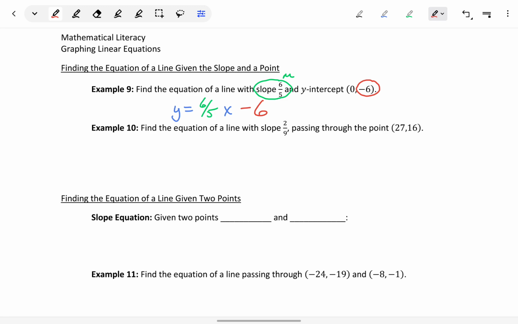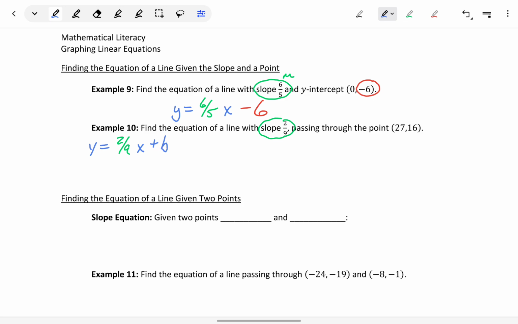Example 10 is a little bit trickier because we are given the slope in this case of 2/9, but we're not given the y-intercept. We're just given a point that the line passes through. To start off, we'll write out the information that we do know, which is, if we want to write our equation in slope-intercept form, that we can write our equation as y equals 2/9, since that's the slope, times x plus some unknown value b. So we don't have that piece of information.